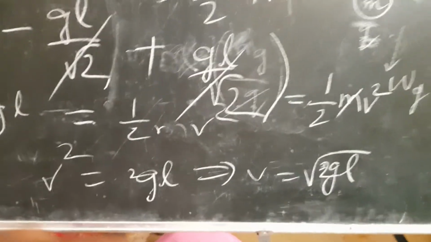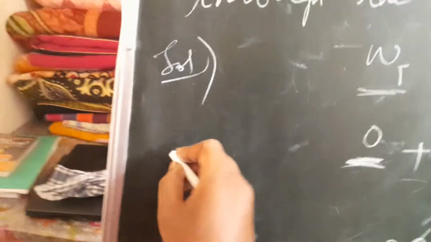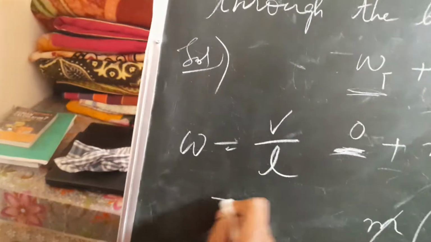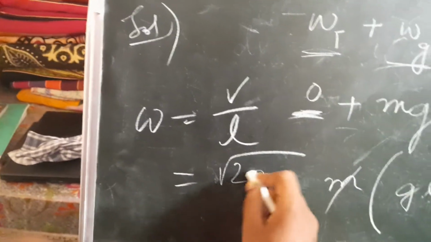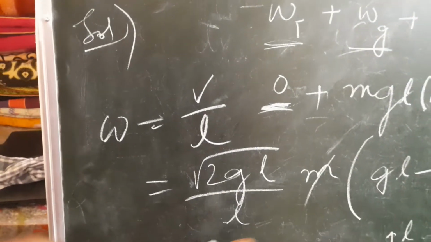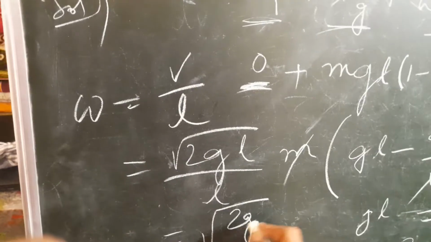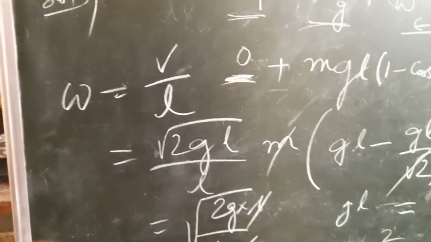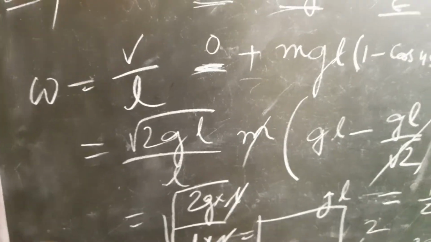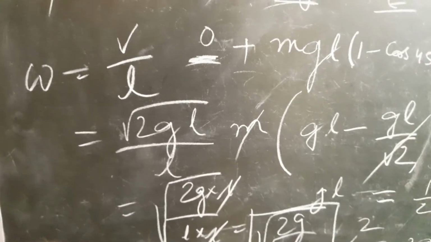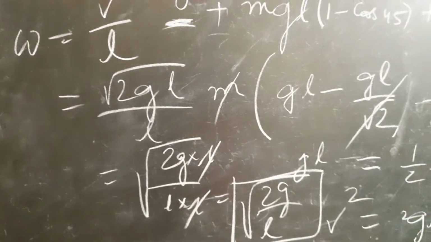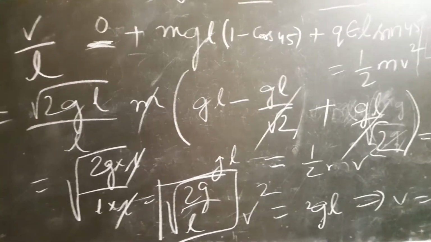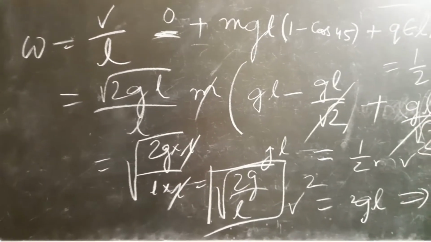But this is not what we need, we need to find the angular velocity. For that, omega is equal to v by L, where L is the total length and v is the linear velocity. The v value we got is under root 2gL divided by L. So it will finally be under root 2g by L, since L can be written as root L into root L. So the final answer is under root 2g by L. This is the required angular velocity of the particle at the bottommost position. Thank you.